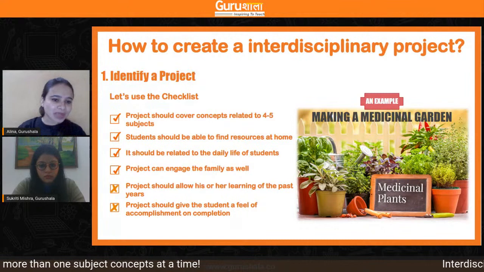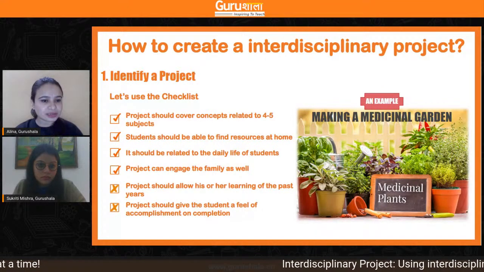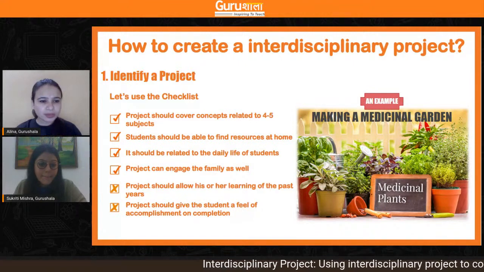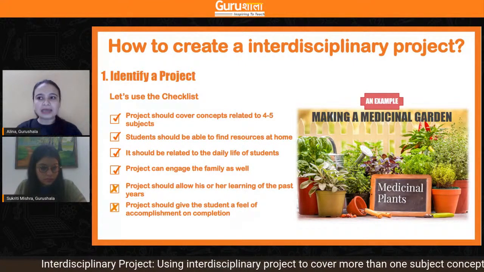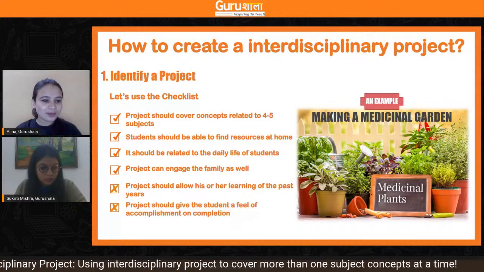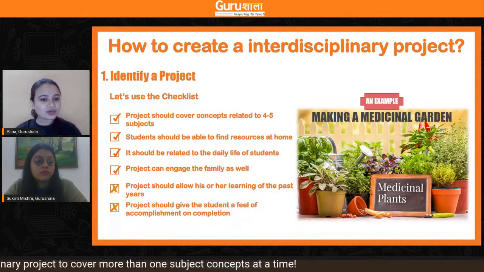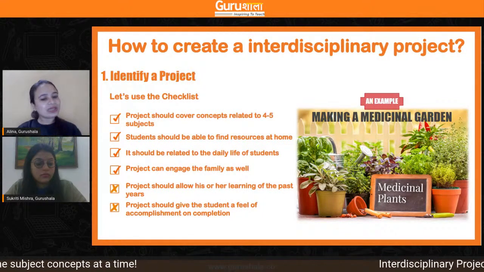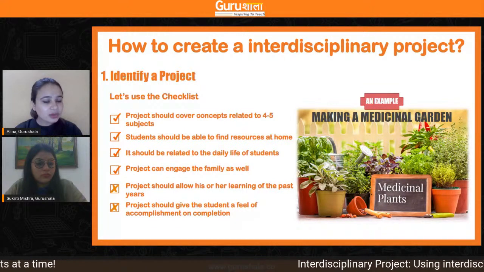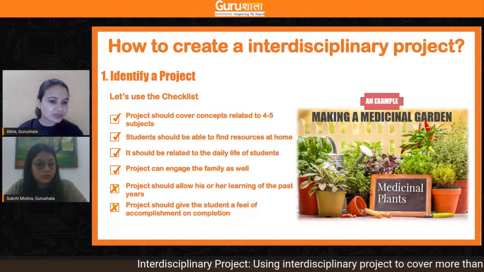As a teacher, we are taking the example of making a medicinal garden. As we know, this is a common project that is often given to students during their summer vacations or during other holiday time as well, where students are asked to make a medicinal garden in their homes. So we have taken the same example here. Let's understand how the checklist fits into this example.